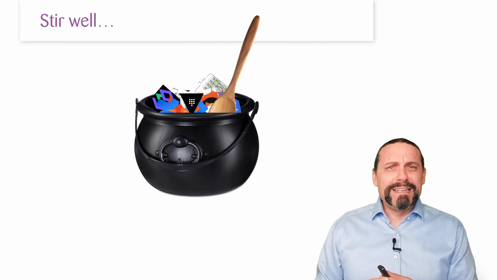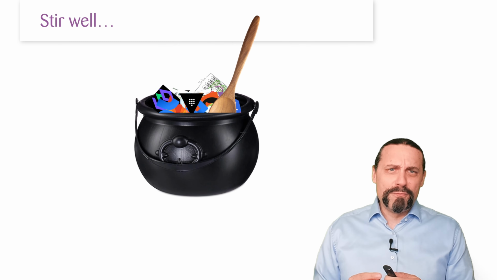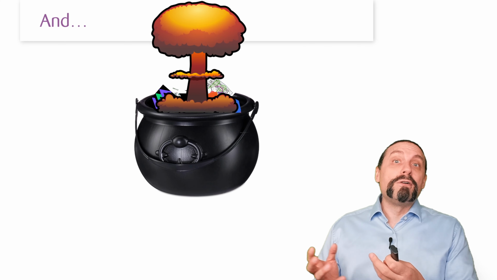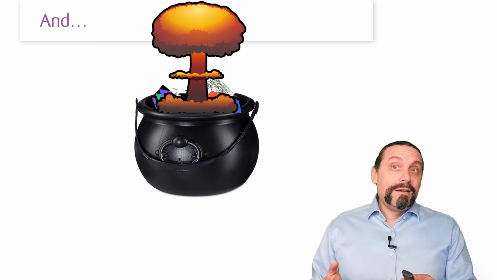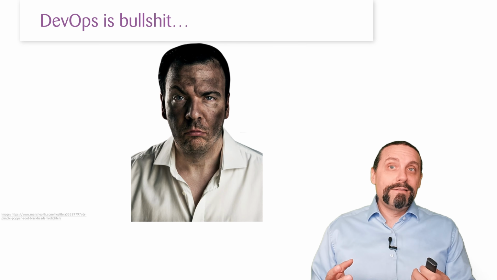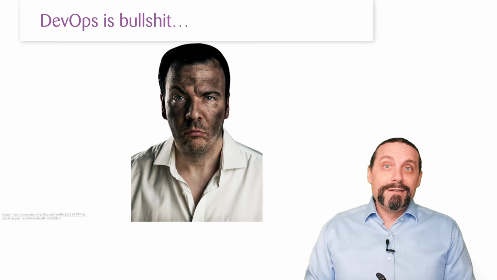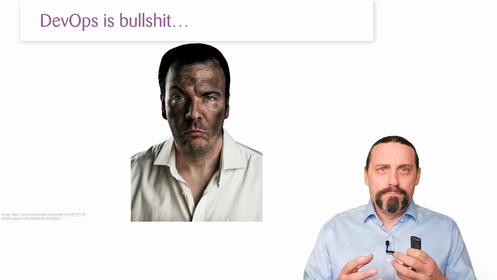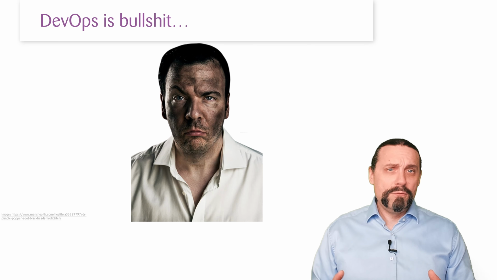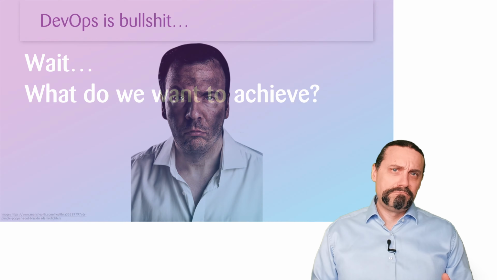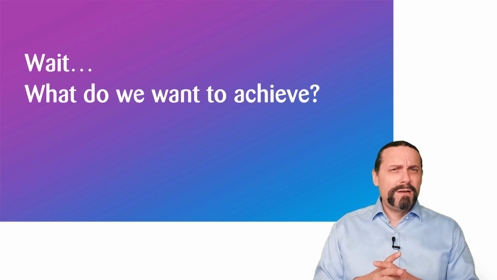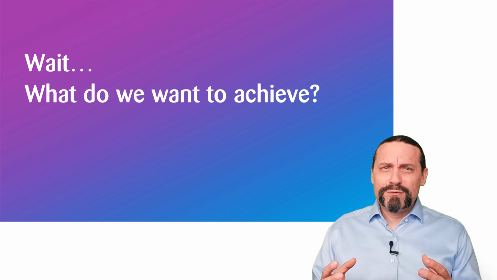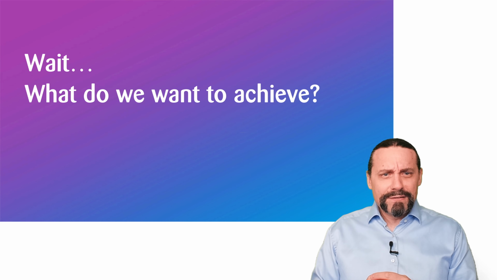And again, we need to steer very well. And then the following thing happens. It crashes and we are there and we say DevOps is bullshit. And now what? Wait a moment. Just a question. What do we want to achieve with all of that?